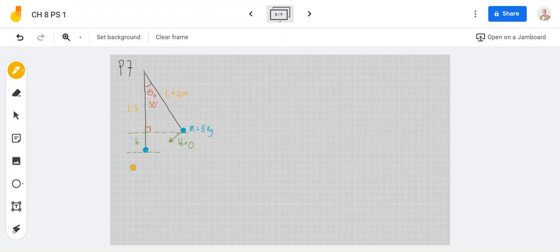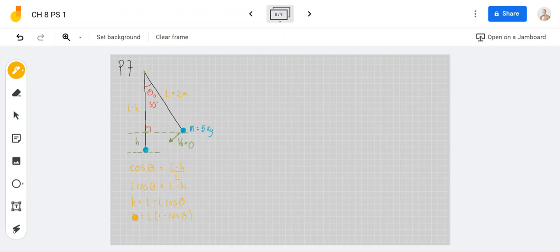So what I have here is I can make a cosine statement. So the cosine of my angle is equal to the adjacent side. If I multiply both sides by L, so I'm going to solve for H. And if I factor an L out of both of those terms, I have L times 1 minus cosine theta.